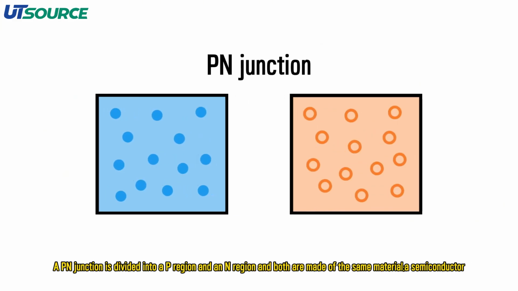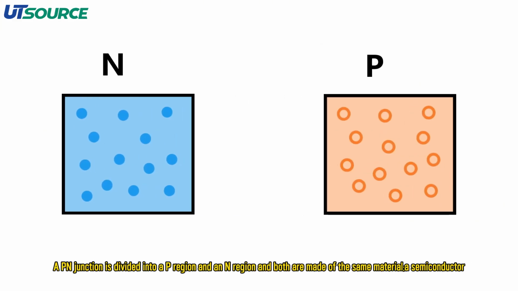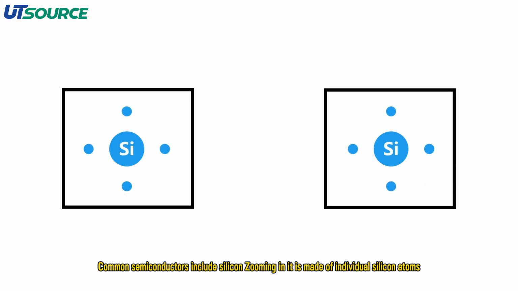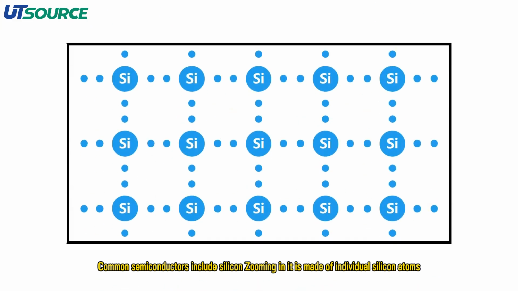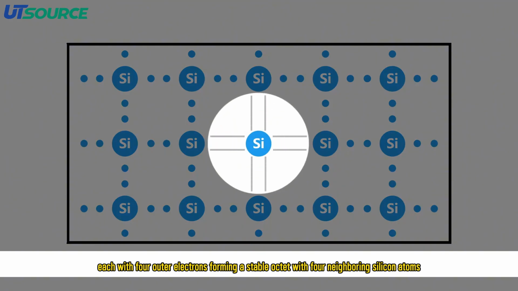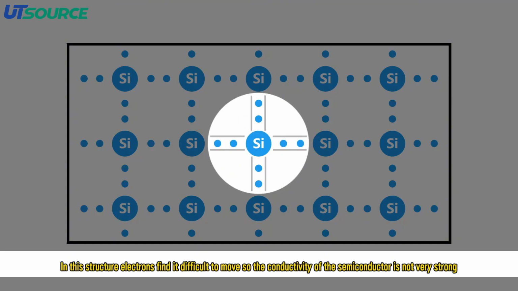A p-n junction is divided into a p region and an n region, and both are made of the same material, a semiconductor. Common semiconductors include silicon. Zooming in, it is made of individual silicon atoms, each with 4 outer electrons, forming a stable octet with 4 neighboring silicon atoms. In this structure, electrons find it difficult to move, so the conductivity of the semiconductor is not very strong.